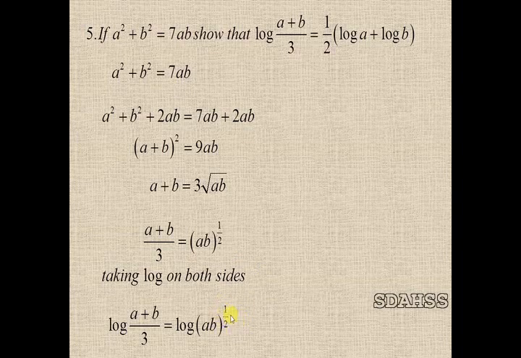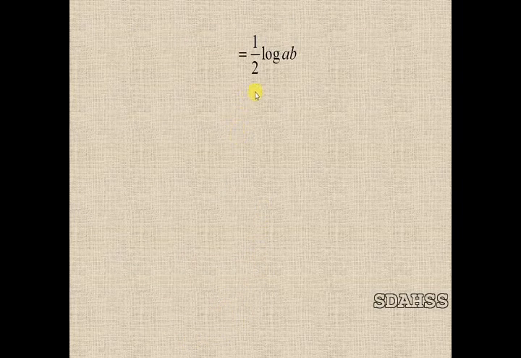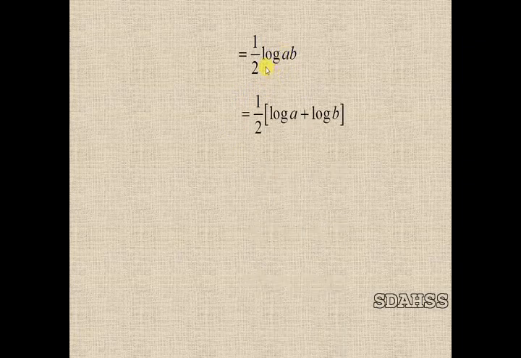This power, we bring this power in front of logarithm. So this becomes 1 by 2 log of ab. We know that log of ab is log a plus log b. So 1 by 2 into (log a plus log b).